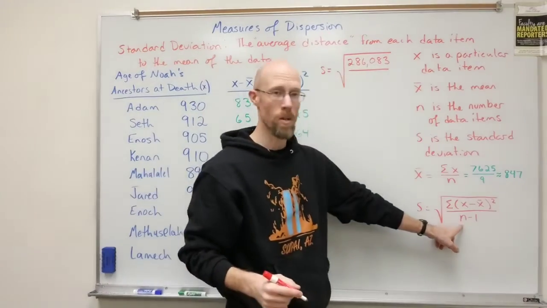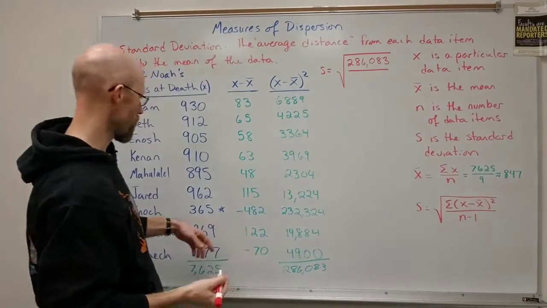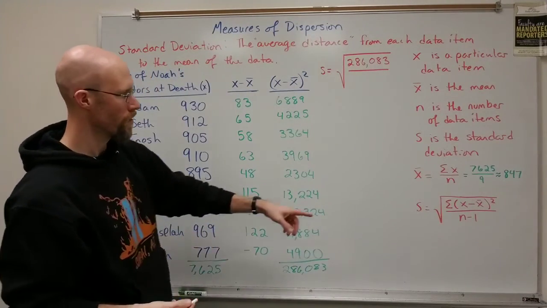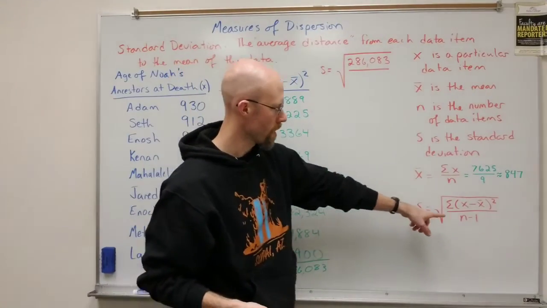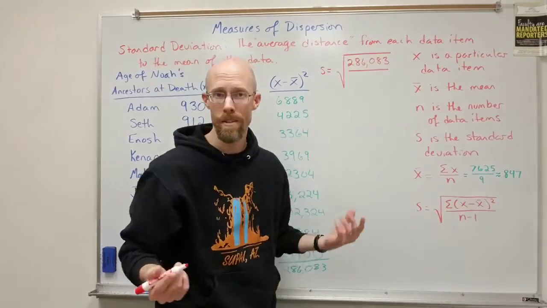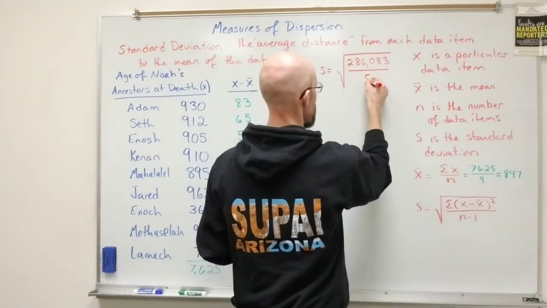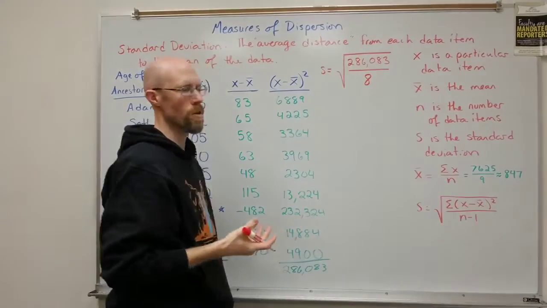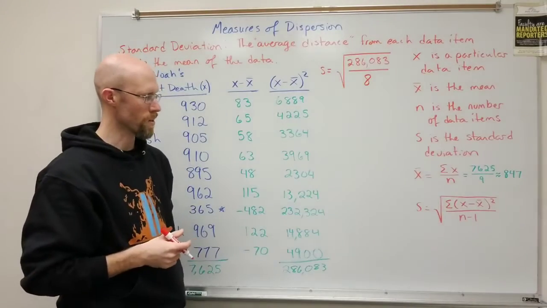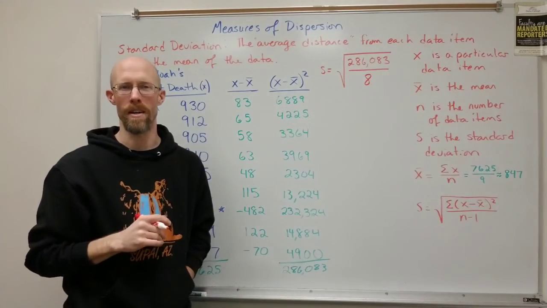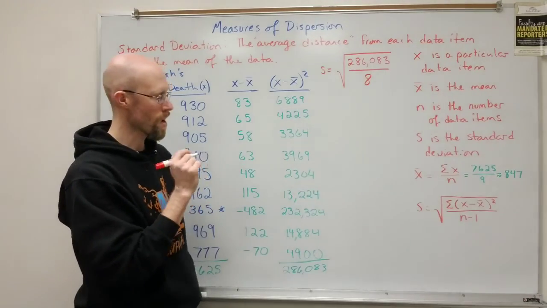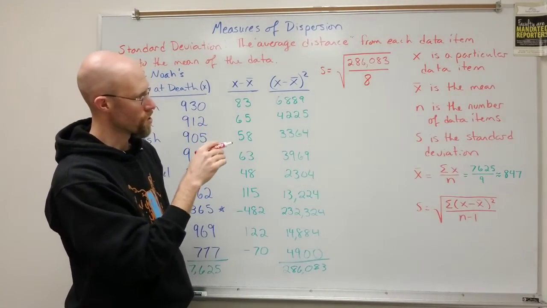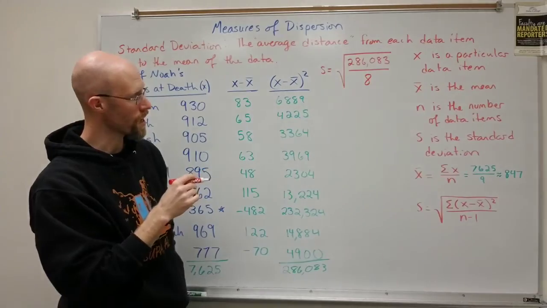Okay, so n we know is 9. We've already calculated that. That's the number of data items. And n minus 1 would have to be 8. You just subtract 1 off. Again, there are reasons why we subtract 1 off. I believe that's called the degree of freedom. There are statistical reasons for that, but I won't get into those. So you have n minus 1, which is 8 on the bottom.